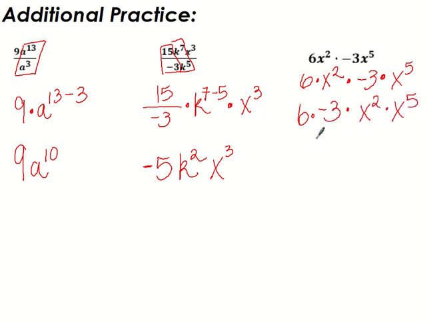So now we have negative 18 times x to the second plus 5, because remember they're being product of powers, so they're being multiplied together. And so we get negative 18 x to the 7th. Okay, commutative property allows me to do that. So knowing your rules is really important.